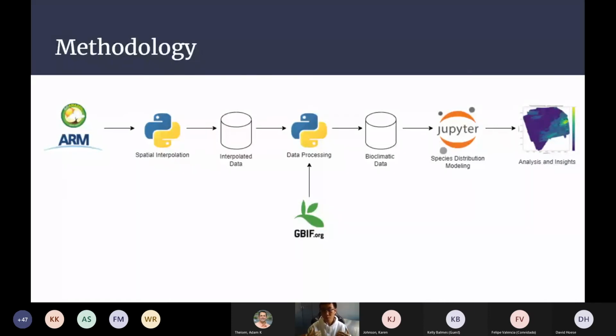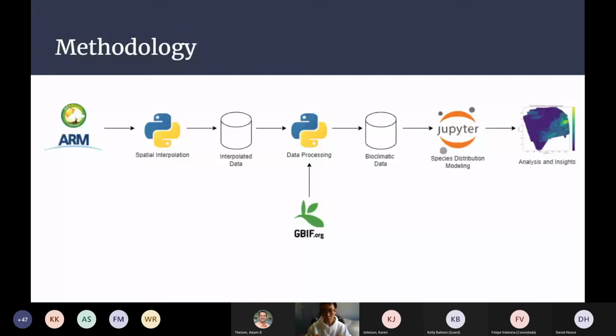Then the model is used to generate data visualizations that allow the user to analyze the performance of the machine learning algorithm and evaluate the spatial variability of the probability of occurrence of species along the regions of analysis.